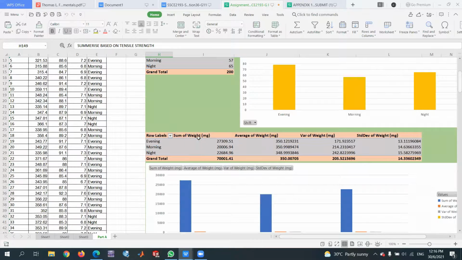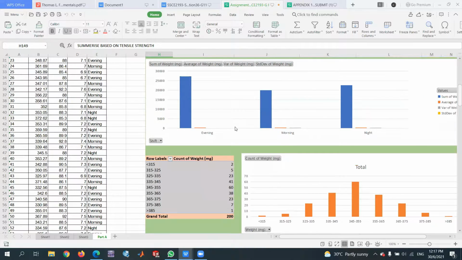Then we calculate the sum of the weight, average of the weight, variance, and the standard deviation. As you can see, the evening is the highest one, which is 27,000. And for the average, the morning has the highest number, and for the variance and the standard deviation, the night shift has the highest values. And this diagram describes all these numbers.